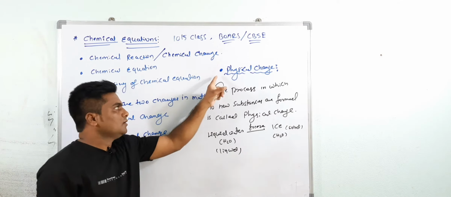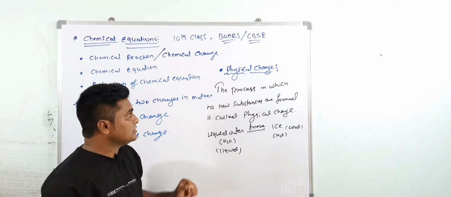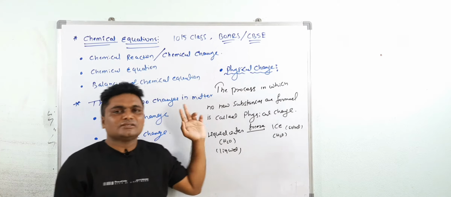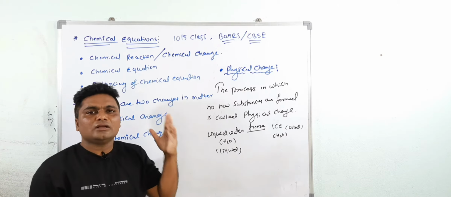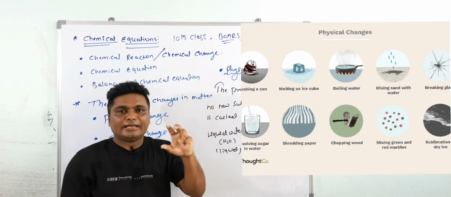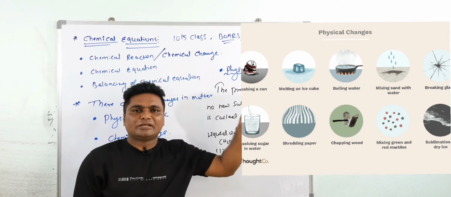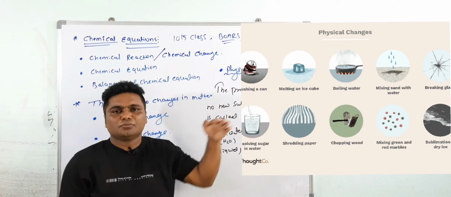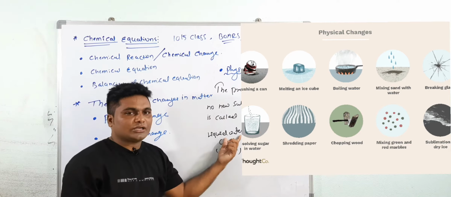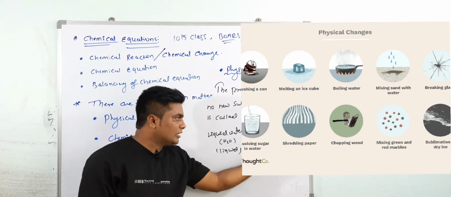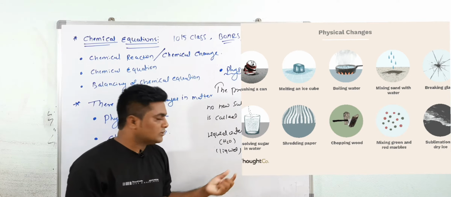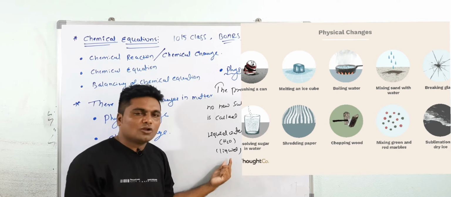What we will study now is the physical change. What is a physical change? Very simple: the process in which no new substances are formed is known as a physical change. In that process only the physical state changes, like solid to liquid or liquid to vapor, but not the chemical properties. For example, this is liquid water. If you freeze it, you get ice, but ice has water molecules, the same chemical formula, as liquid water.